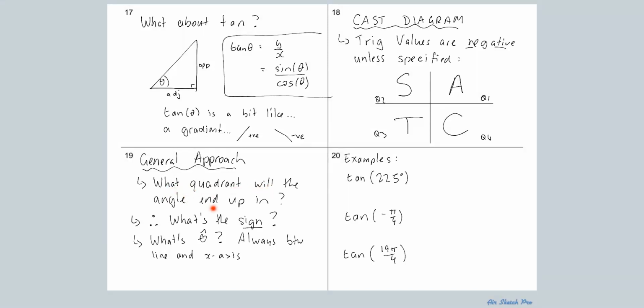So the general approach, number one, what quadrant will the angle end up in? Spin the chopper wheel, and it finishes here in this quadrant. That means cosine will be positive, all else is negative. Okay, just focus.